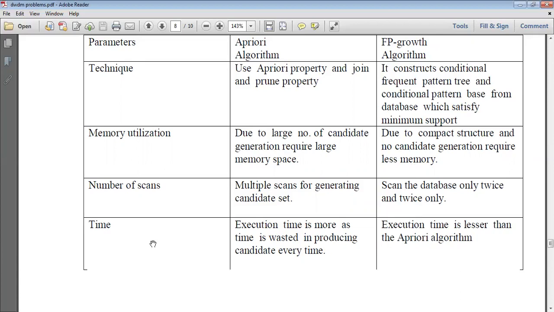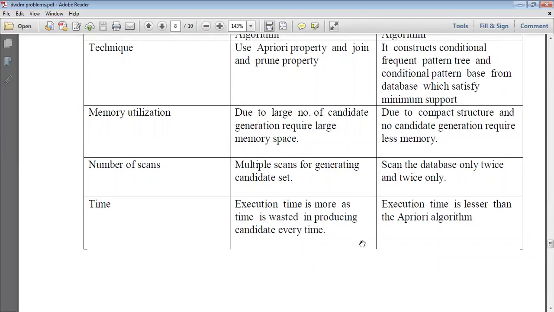Regarding time, the execution time of Apriori is more, as time is wasted producing the candidates every time. Whereas here, the execution time is lesser than the Apriori algorithm. So these are the major differences between the Apriori and FP growth algorithms.